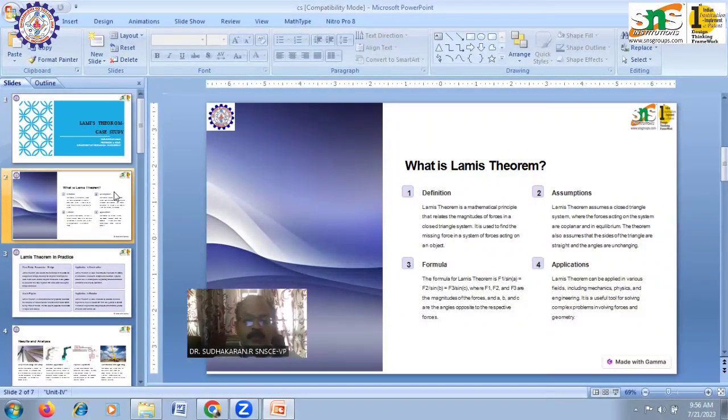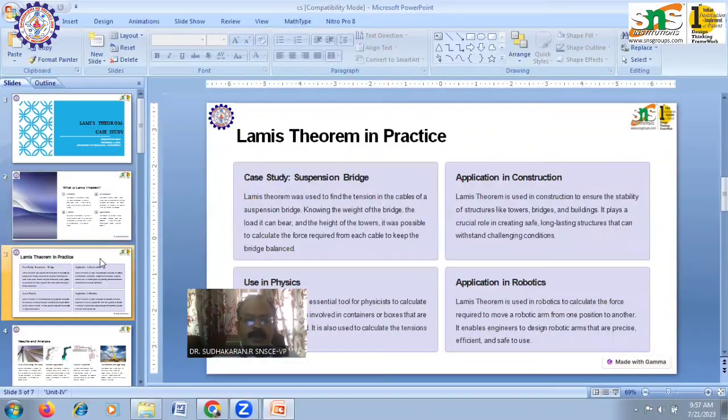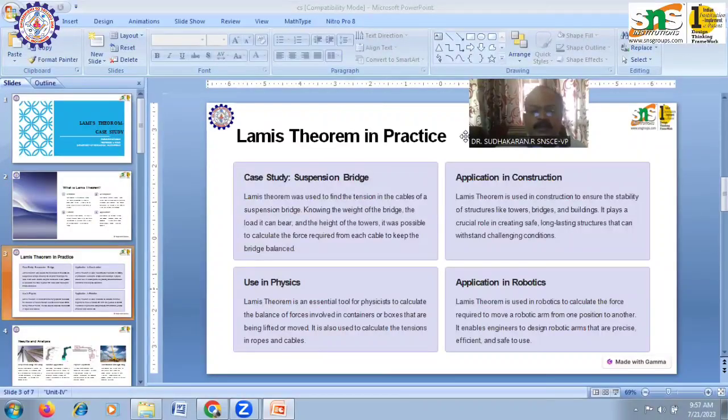And Lami's theorem has wide applications in mechanics, physics and engineering, and it's a very useful tool for solving complex problems involving forces and geometry. Now we'll see the practical application of Lami's theorem. We will consider the application of Lami's theorem in the case of a suspension bridge. Let me take the case study of a suspension bridge.